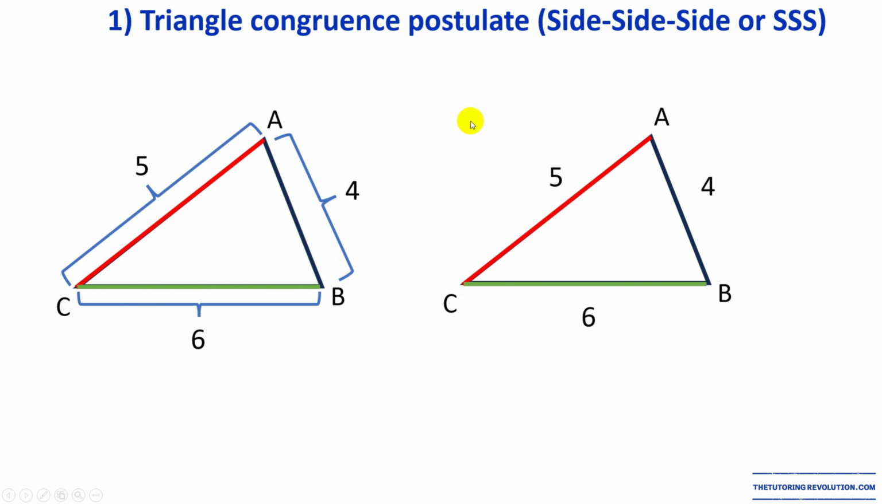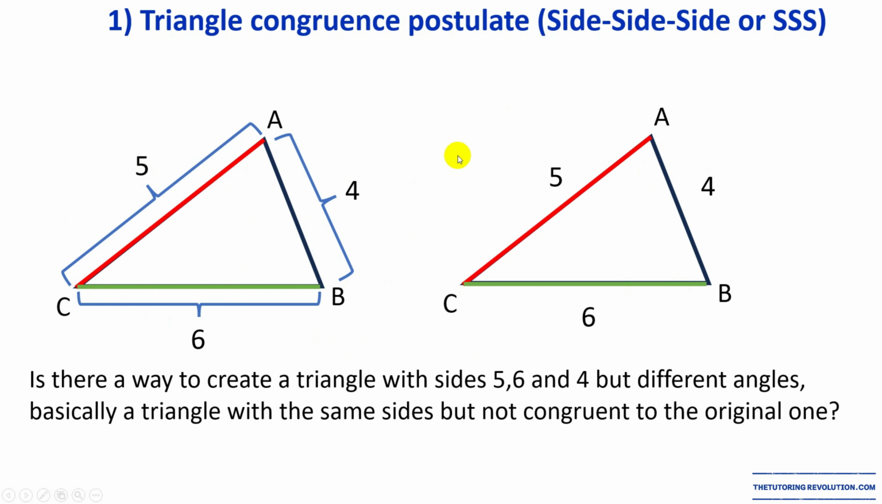Now, the idea is to answer this question. Is there a way to create a triangle with the sides 5, 6, and 4, but different angles? So basically a triangle with the same sides, but not congruent to the original one. So we're trying to challenge the postulate. We're trying to see if it's possible to have a triangle with the same sides as this, 5, 6, and 4, but with different angles.